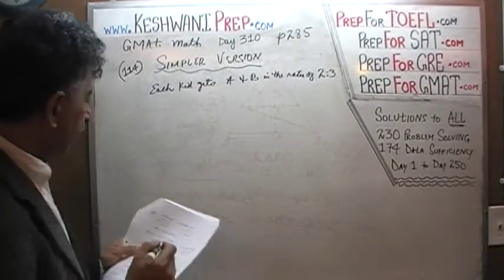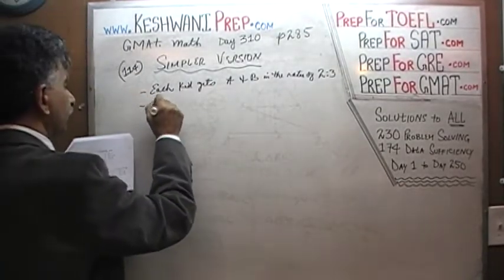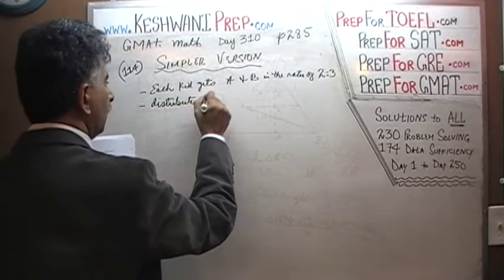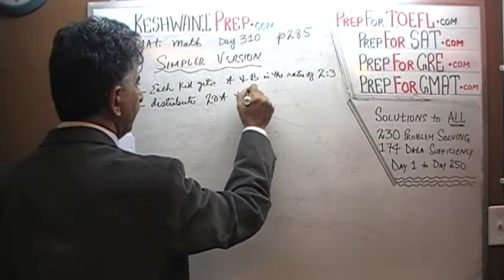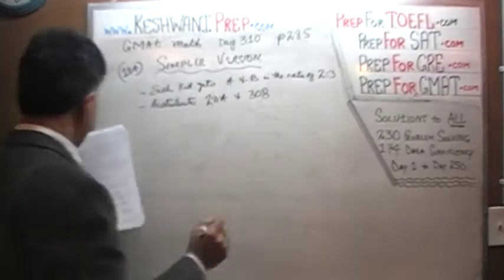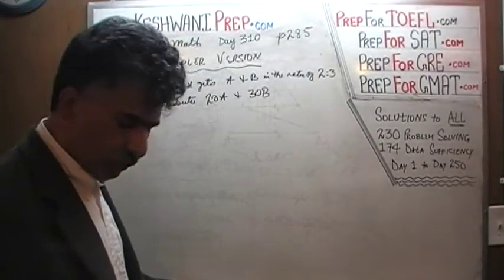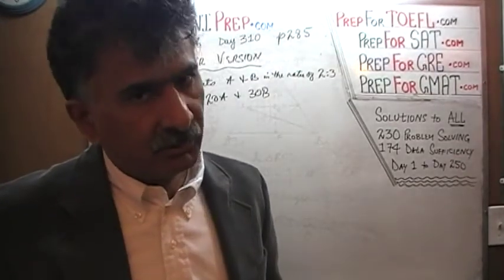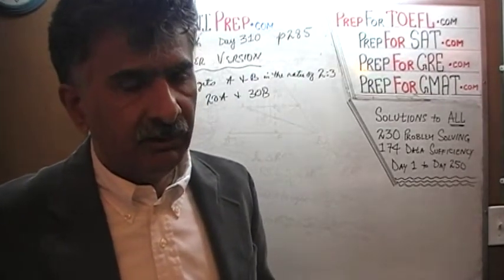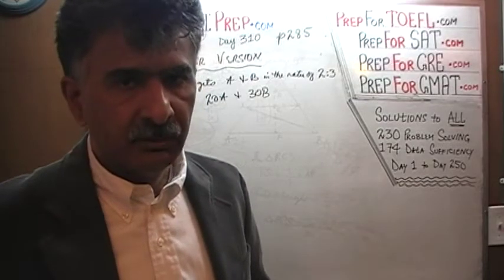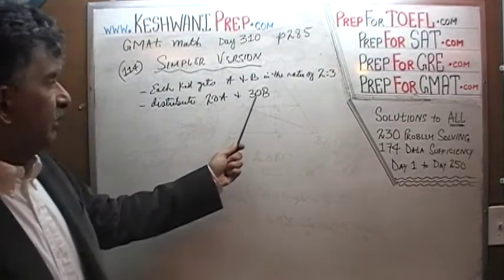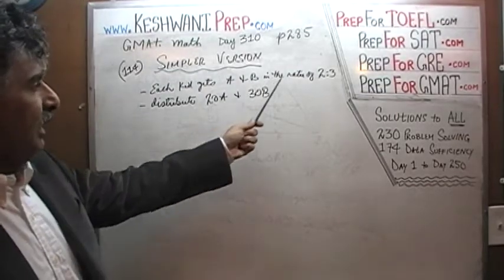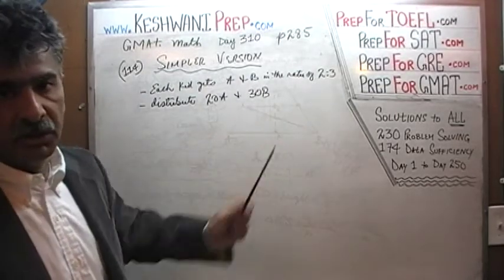I tell you that every morning I distribute 20 apples and 30 bananas. The question is very straightforward. The question is very simple. The question is, how many children do I have? How many children do I feed every morning for breakfast, if I distribute 20 apples and 30 bananas, given the fact that each child gets apples and bananas in the ratio of 2 to 3?